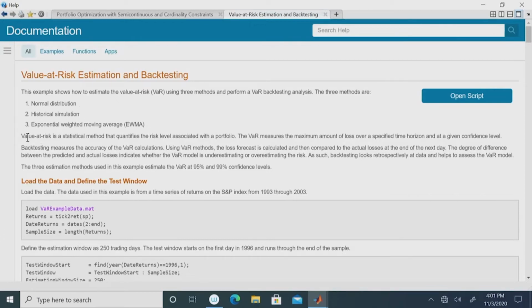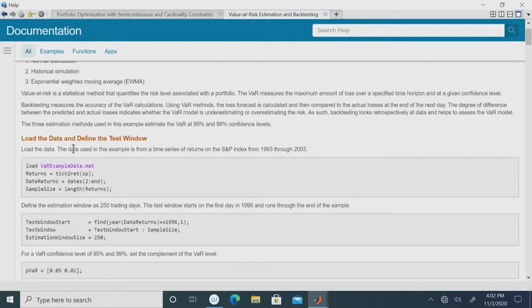Just to reiterate, value at risk is a widely used technique in financial risk management, which is a statistical method that quantifies the risk level associated with the portfolio. The three estimation methods which will be used for illustrative purposes here will be used to estimate the value at risk at 95% and 99% confidence level.